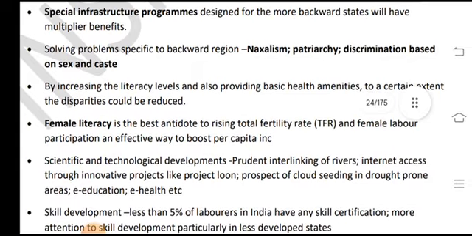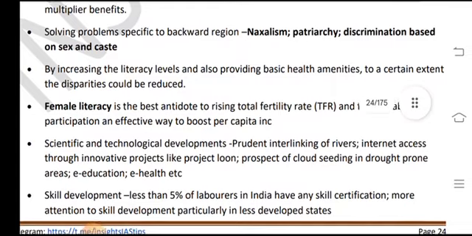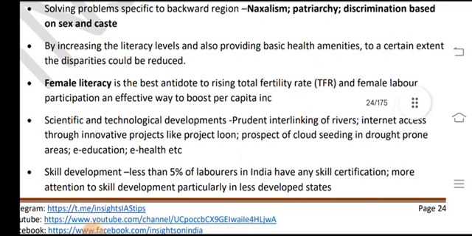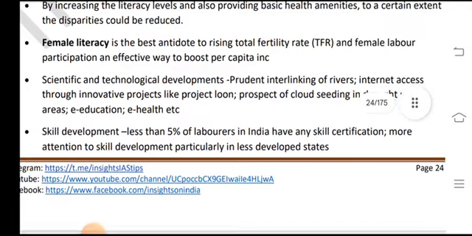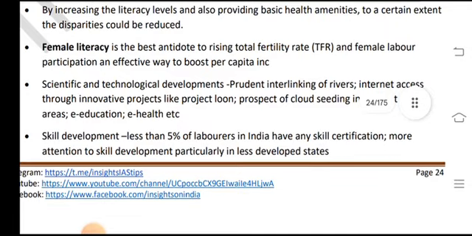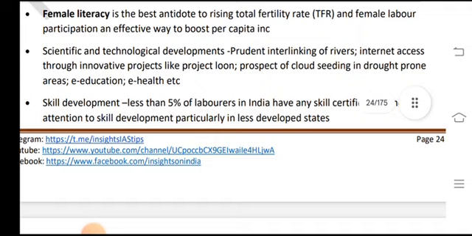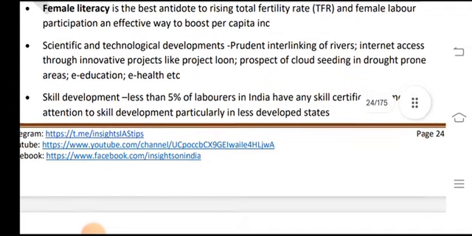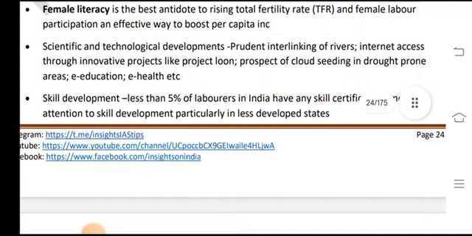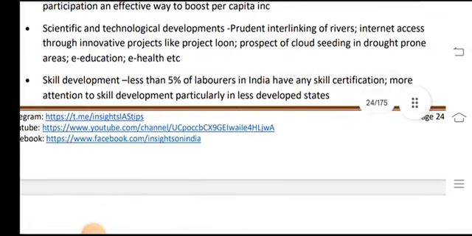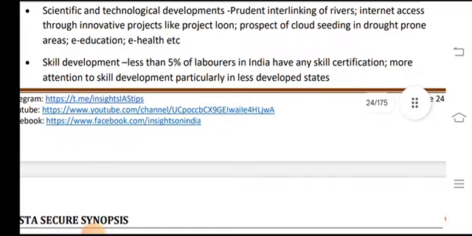Backward states will be the beneficiaries. Solving problems specific to backward regions, such as patriarchy and discrimination based on sex and caste, by increasing the literacy level and providing basic health and amenities, could reduce the disparities to a certain extent. Female literacy is the best antidote to a rising total fertility rate, and female labor force participation is an effective way to boost per capita income.